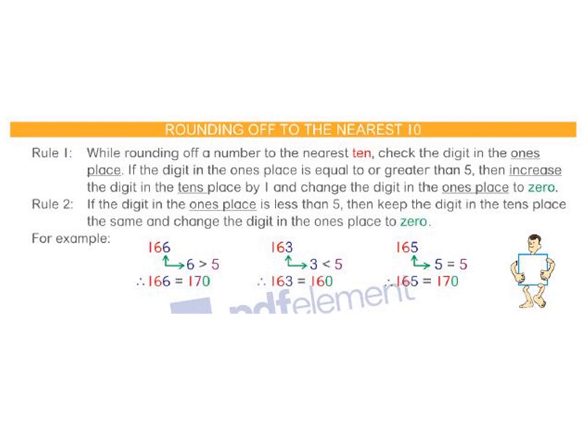And if the ones place is greater than 5, then it will go to the next 10. That means if the number is 166, the ones place is 6, which is bigger than 5, so it will go to the next 10, that is 170. Also, if the number in the ones place is equal to 5, then also it will go to the next tens position. So if the number is 165, the ones place is 5, so it will be rounded off to 170.